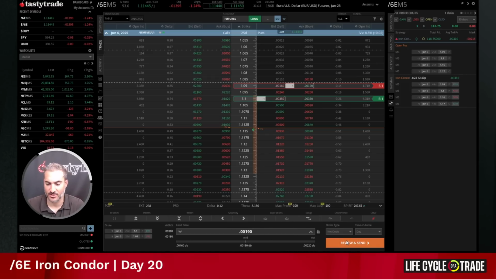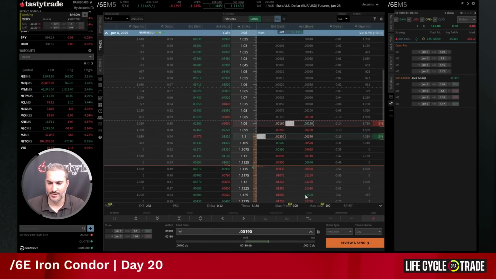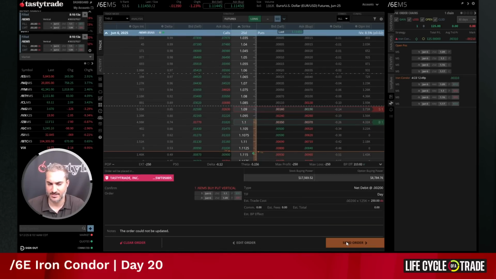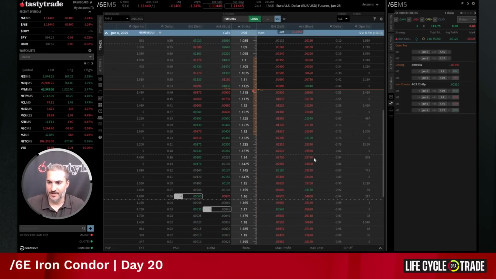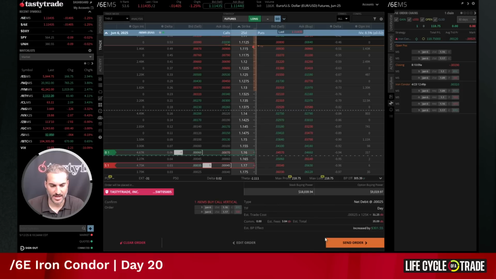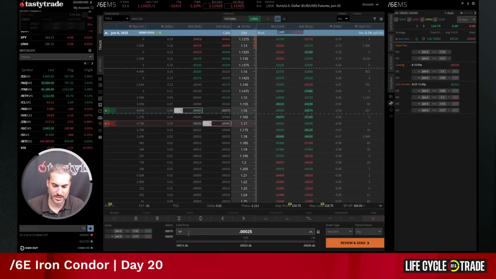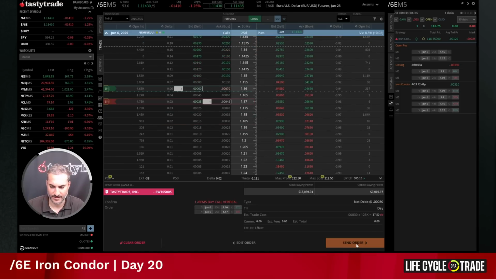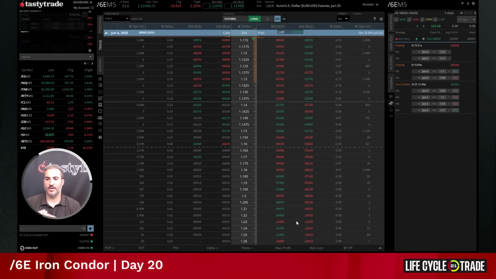So we're going to try and close this out here, take our money and run on this position. And there we go, we got filled. Okay, so we got filled there on the put spread. We're going to go ahead and close this call spread. It's basically worthless, and we'll net out about $100 and change here on our futures position. I have to move this here. There we go. So we closed out of our Euro Iron Condor.